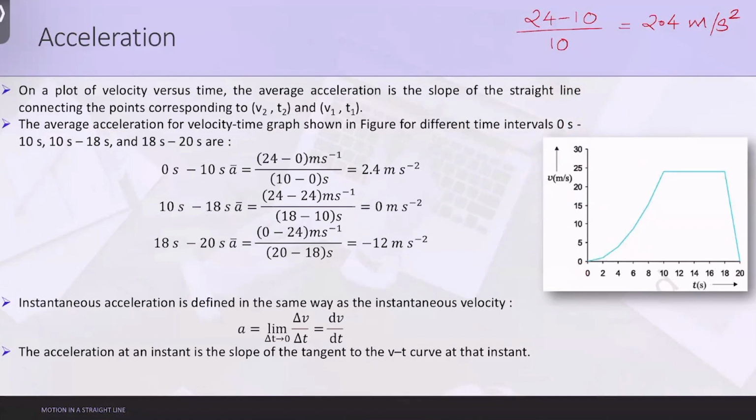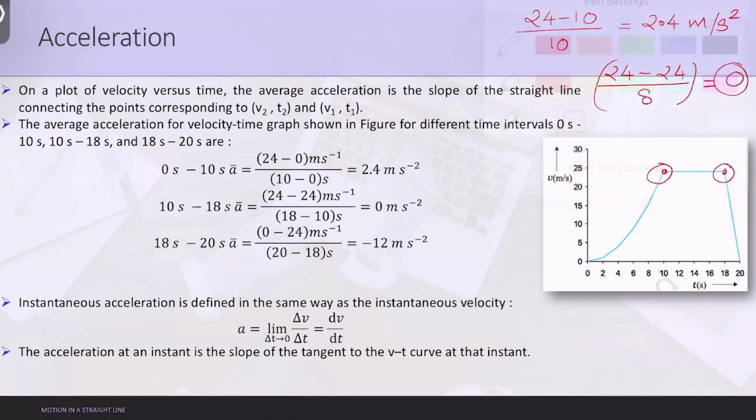10 to 18. What will happen in 10 to 18? As you can see, what we need to do is take the final value of velocity, which is 24, and the initial value of velocity, which is 24, upon the time taken, that is 18 minus 10, which will give you 8. So this is nothing but 24 minus 24 upon 18 minus 10, which is 8. As 24 minus 24 is 0, this will give you the answer as 0. Fine. So there is zero average acceleration in the range of 10 to 18 seconds.